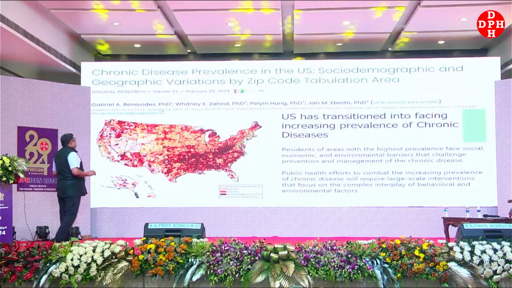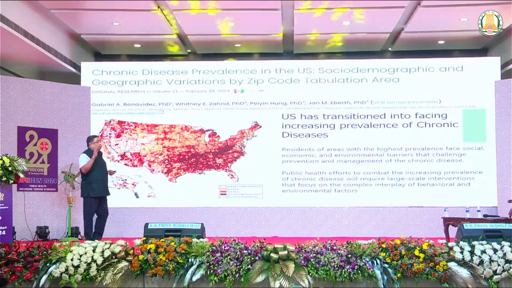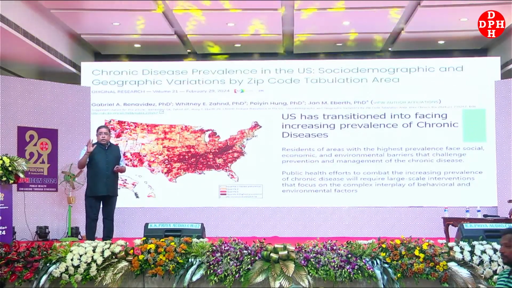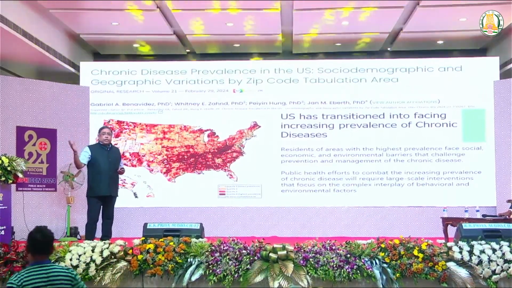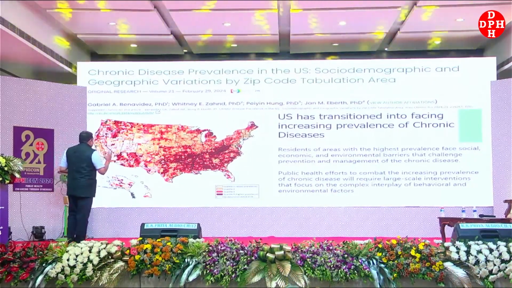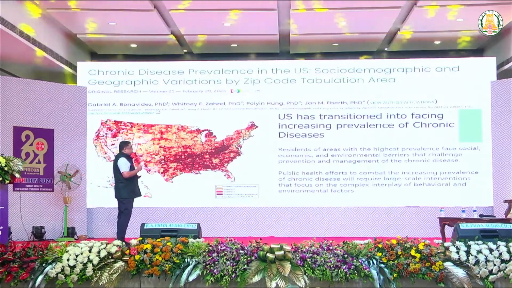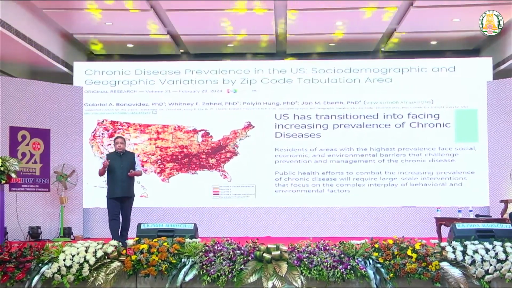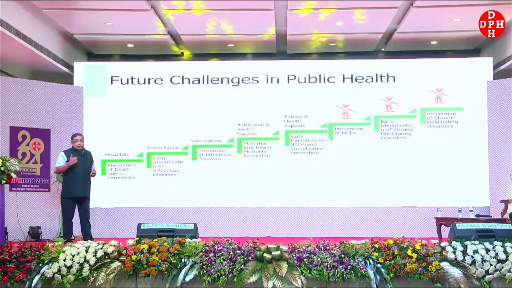So when you come to the United States, we are seeing a very interesting phase where the United States has transitioned into a phase where the predominant disease public health is facing is chronic disorders, especially the non-communicable diseases and other chronic degenerative disorders, especially the neural, cardiac and hepatic disorders. So public health there has a new issue where the highest prevalence is facing socio-economic and environmental barriers. This has to be kept in mind because we are not transitioned, but we are in the phase of transitioning, right?